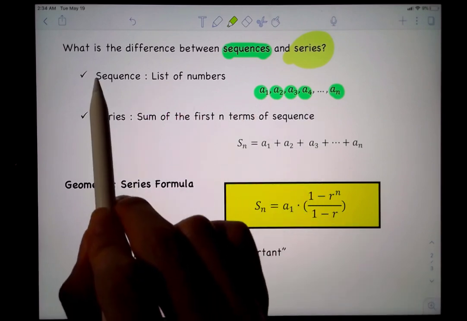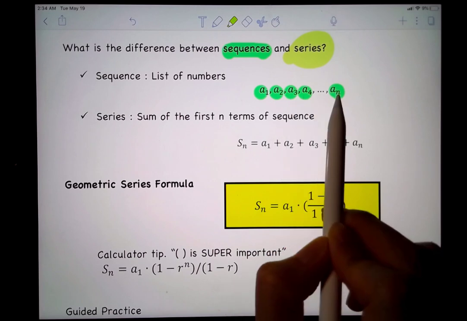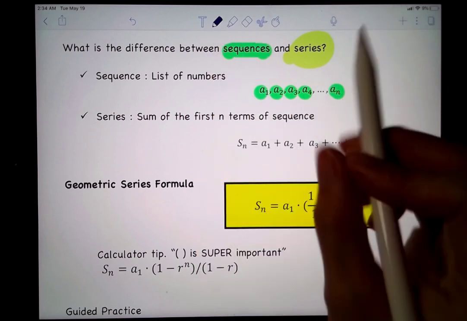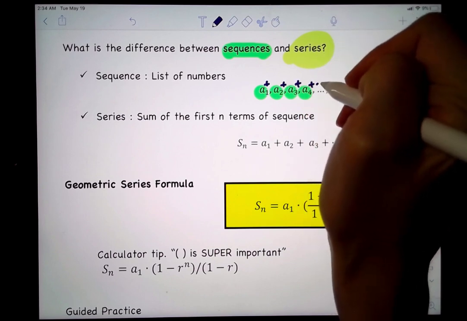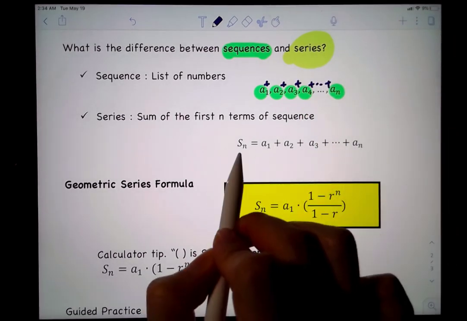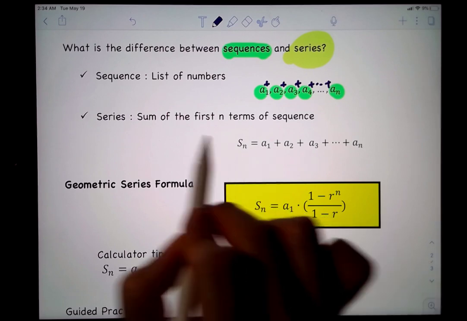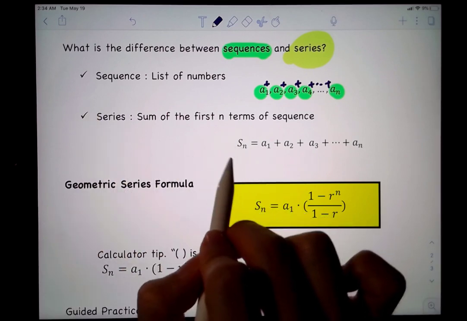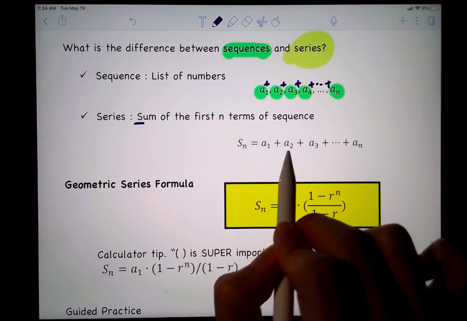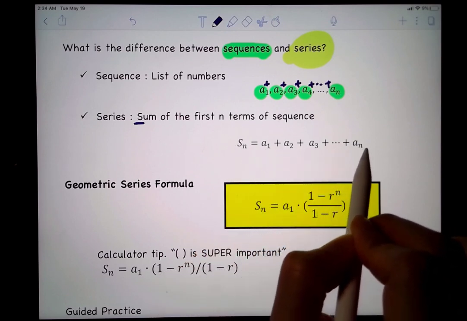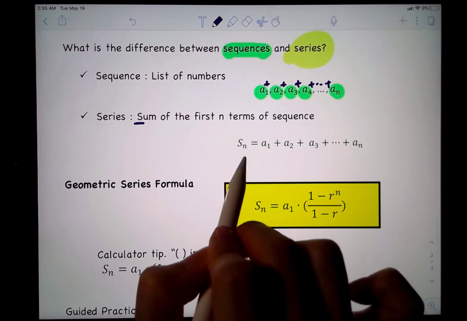So look, your sequence is like that, right? If you add it up, you add all of them, plus, plus, plus, then we call that Sn. S comes from series or sum. The sum is A1 plus A2 plus A3 up to An. So that is Sn.